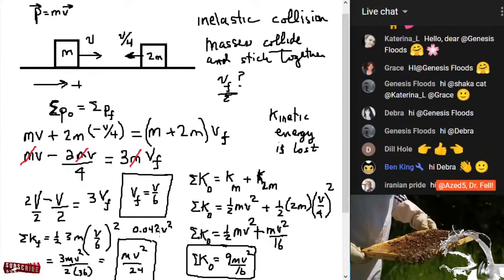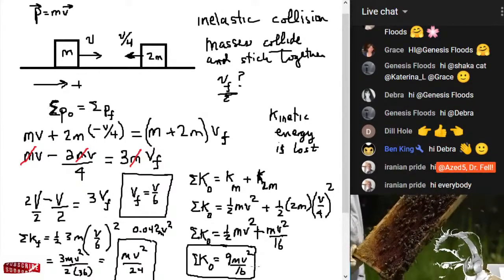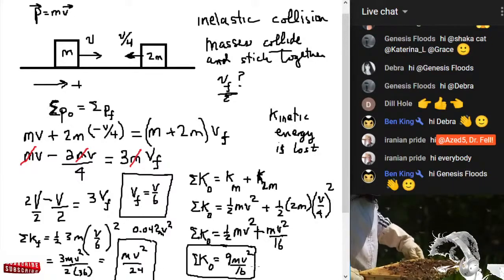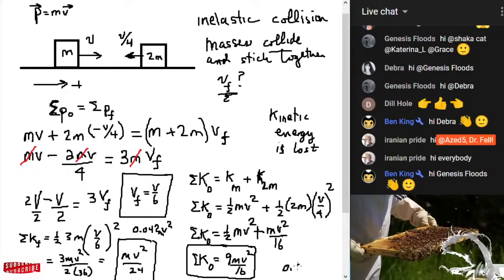v squared, mv squared. And this is, hey Uranium Pride, 9 divided 16.56 mv squared.